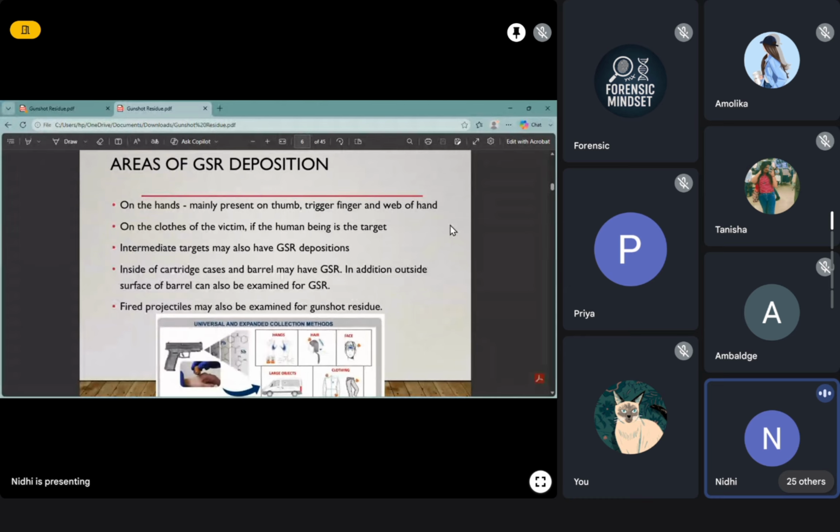Can anyone tell me what test we perform when we swab the barrel from inside? If anyone has any idea, I'm not forcing, but if you have any idea. Ma'am, scanning electron microscope with energy dispersive. No, I'm asking for the chemical test. Scanning electron microscope is an instrumental analysis, right? I'm asking, we swabbed the GSR and we just want to confirm that GSR was present. We just did the swabbing.